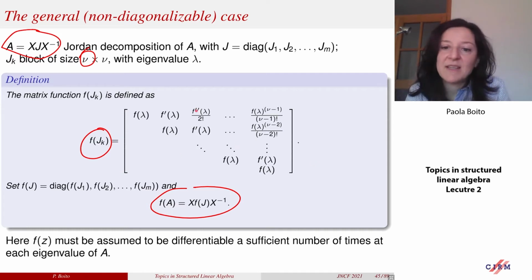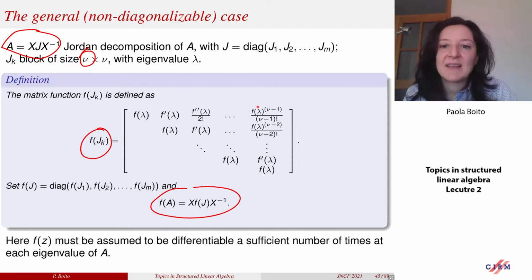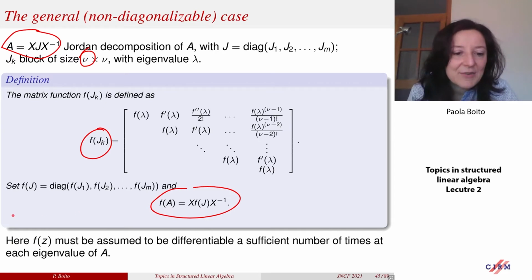And so I need to compute at least nu minus 1 derivatives of my function on the eigenvalue. So the function needs to be differentiable at least nu minus 1 times on eigenvalues that have associated blocks of that size. Okay. So yes.